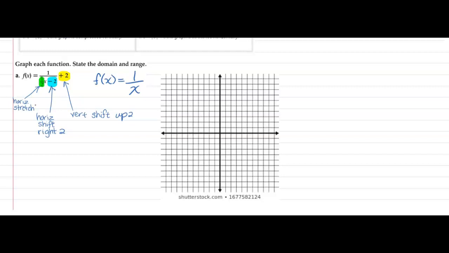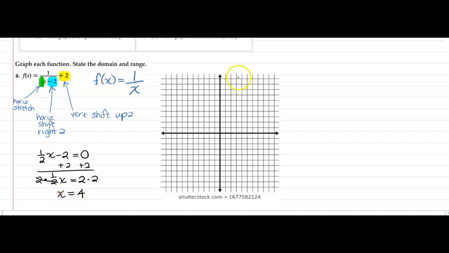Now we need to talk about some asymptotes. So again, think how we found the asymptote in the last example. We took the denominator and figured out where it was undefined. When would that equal 0? Well, let's add 2 to both sides. And then we would multiply both sides by 2 to get rid of the fraction. So we have a vertical asymptote at x equals 4.